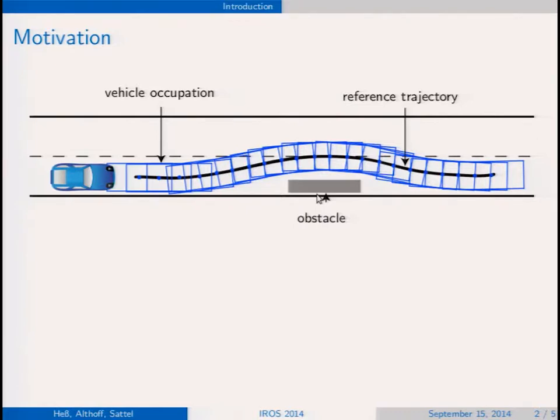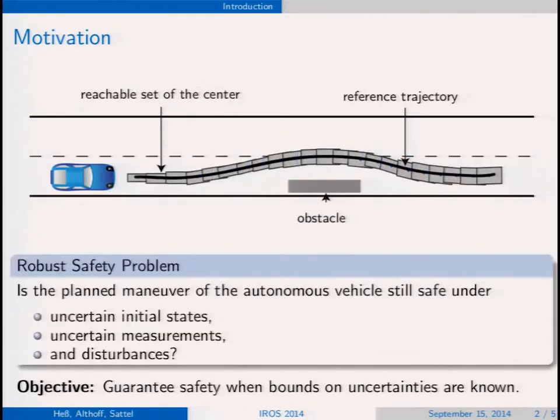The problem with this approach is, first of all, you only have a finite number of times that you check, and the second thing is, usually if you have a tracking controller, you always have deviation from your reference trajectory. That's because you have uncertain initial states, uncertain measurements, and disturbances acting on the vehicle. So we don't compute only a single solution of our system, but a set of possible solutions, which is also referred to as reachability analysis. To illustrate it, we project the whole state space in this figure just on the positions of the vehicle.